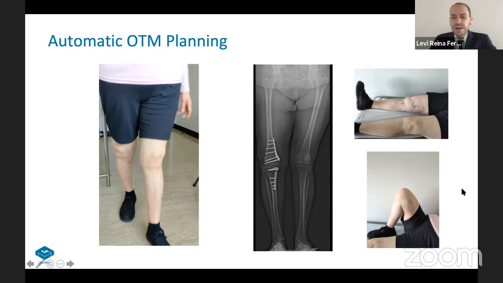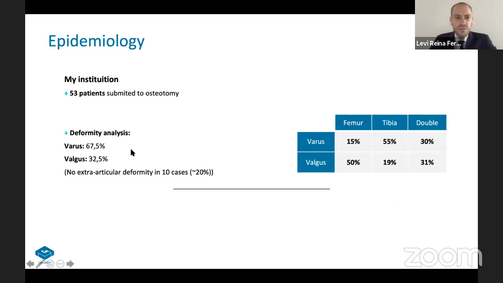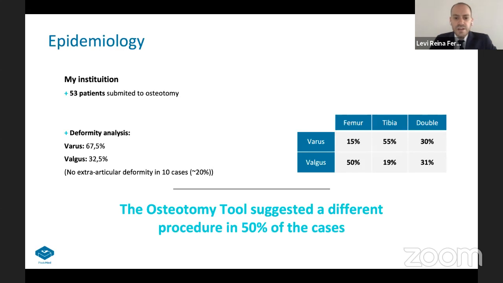So I want to now get back to when I went to my previous institution, and analyze all the osteotomy patients. When running that through the tool, it shows that the osteotomy tool suggested a different procedure in 50% of cases. So this might be cases where the deformity was on both bones and we only corrected one, or in the case there were no extra-articular deformities and we did an osteotomy as well. So the key message is it's very important to plan the osteotomy and do the proper deformity analysis.